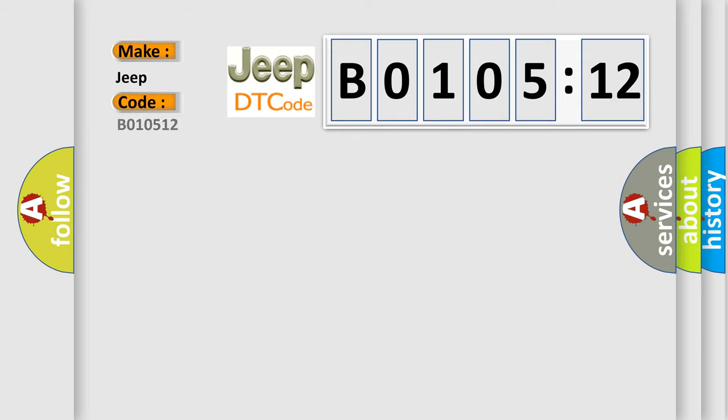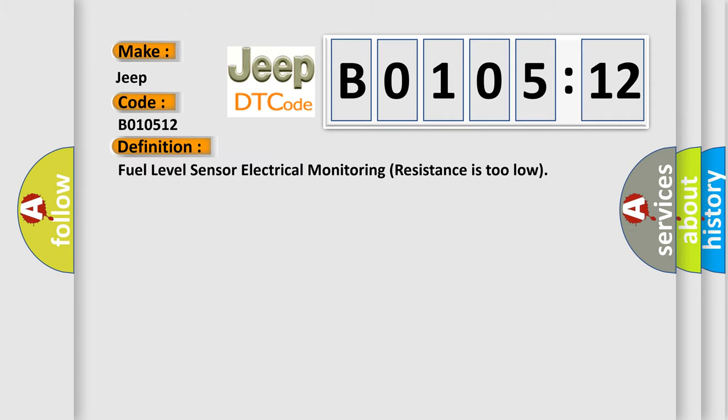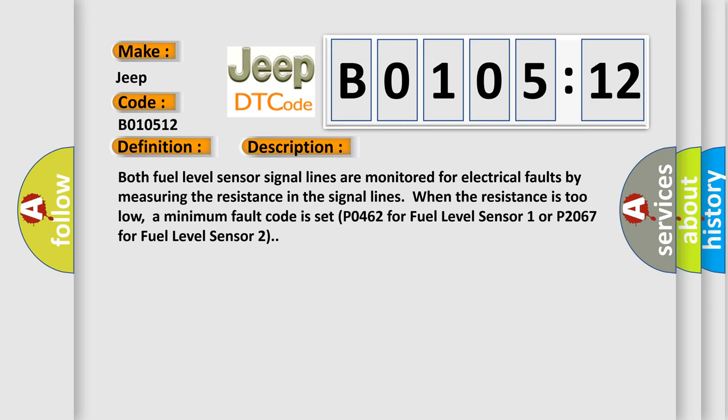B0105-12 interpret specifically for Jeep car manufacturers? The basic definition is: fuel level sensor electrical monitoring resistance is too low. And now this is a short description of this DTC code. Both fuel level sensor signal lines are monitored for electrical faults by measuring the resistance in the signal lines. When the resistance is too low, a minimum fault code is set, P0462 for fuel level sensor 1 or P2067 for fuel level sensor 2.